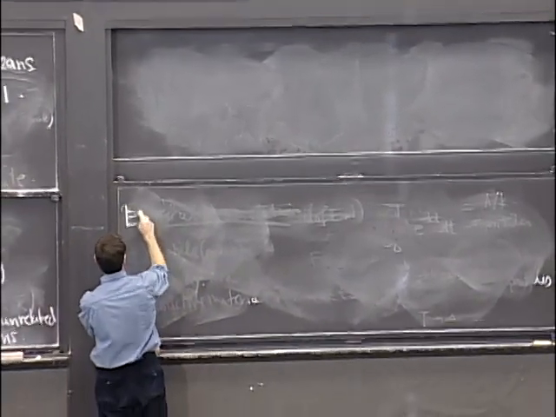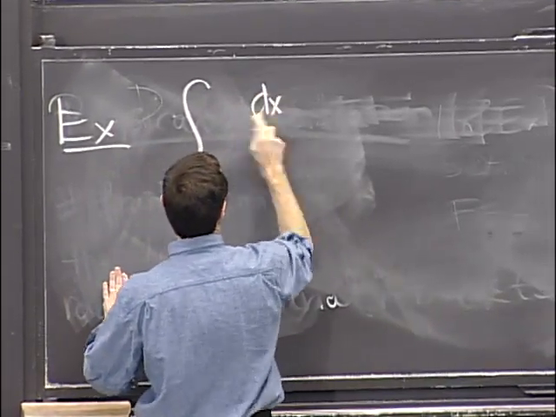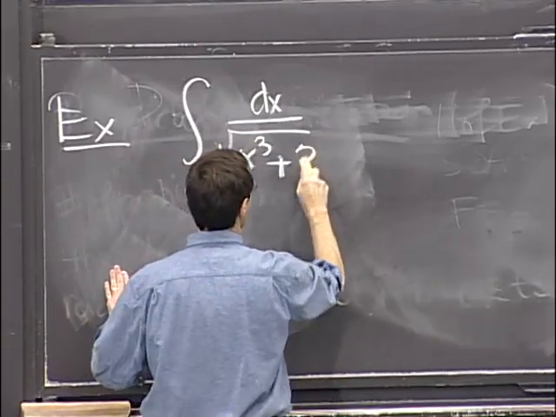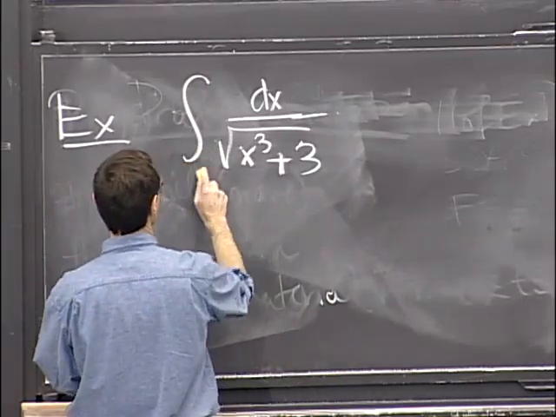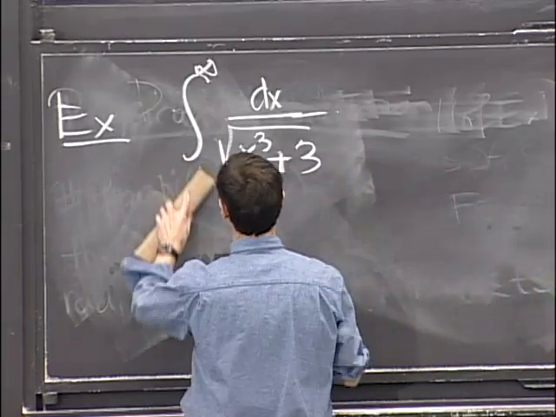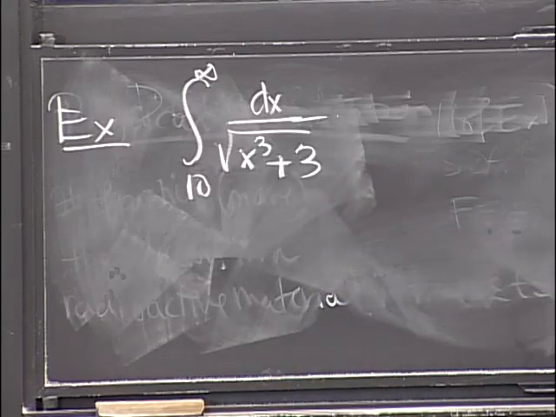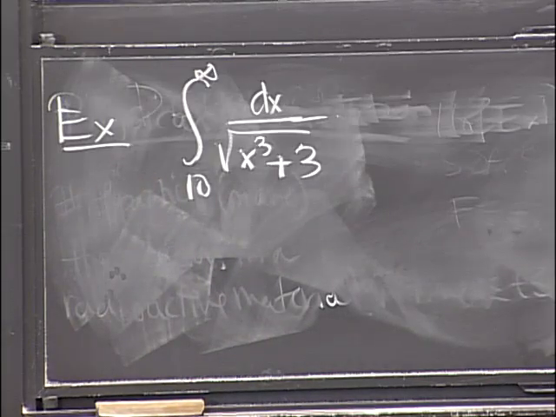So here we have another example. We'll take the integral dx over the square root of x cubed plus 3, let's say, for the sake of argument, from 0 to infinity. Let's leave off, let's make it 10 to infinity, whatever. Now this one is problematic for you. You're not going to be able to evaluate it, I promise.